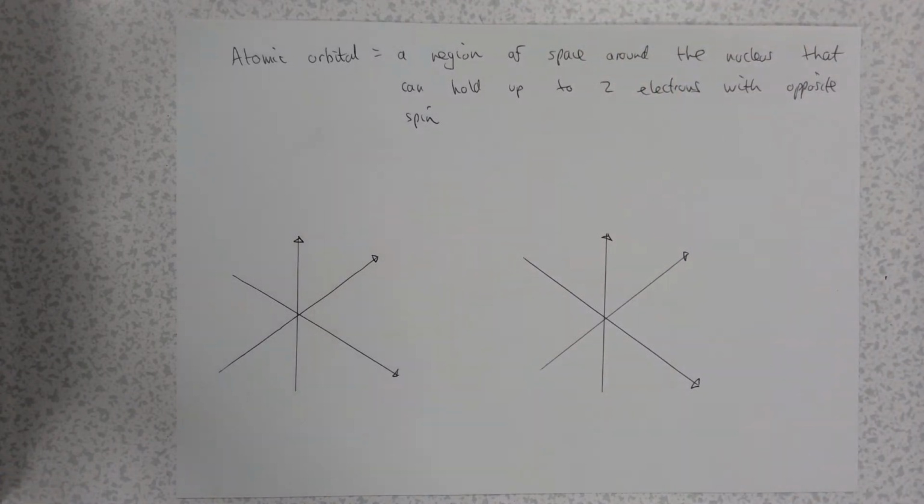Okay, so this is a video explaining what an orbital is, and we're also going to talk about the shapes of two different types of orbital, an s orbital and a p orbital. So we do have a definition we need to learn for an atomic orbital. It is a region of space around the nucleus that can hold up to 2 electrons with opposite spins.